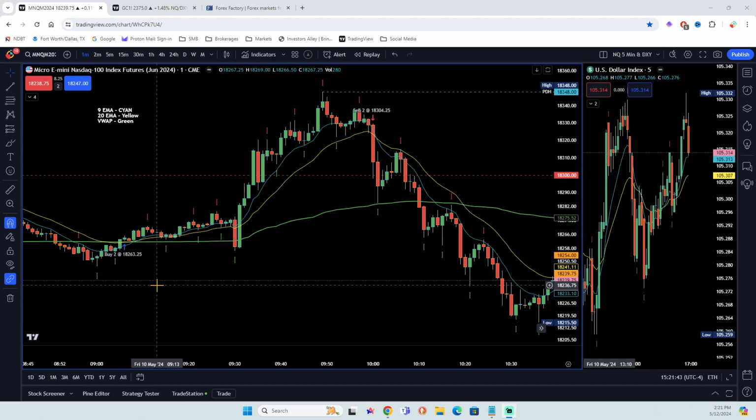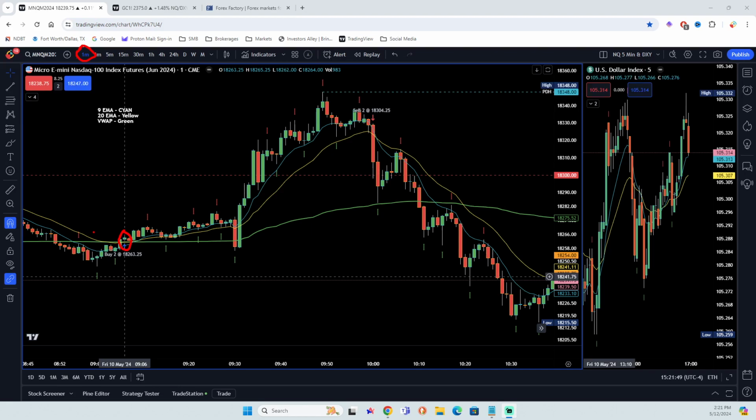So what you do is you enter when you get a candle close above, well, theoretically you want to be above all three lines, a closing candle above. This is a 1 minute chart that I'm using in this example.